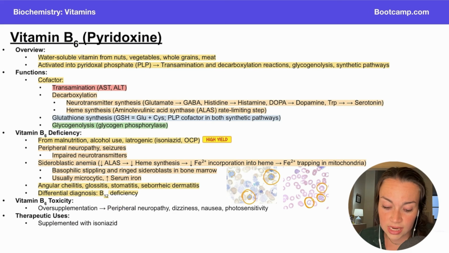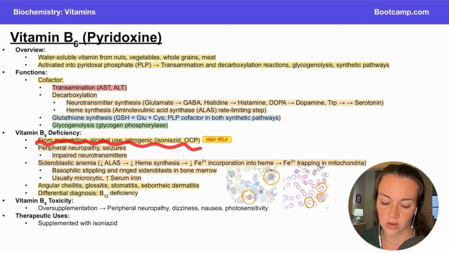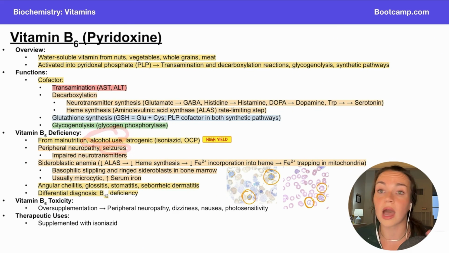So how are they going to test you on vitamin B6 deficiency, since it's pretty likely they will? Most commonly, they will give you a setup of a patient who is at risk for a B6 deficiency. They will be from one of these demographics. Most commonly, I would say either alcohol use or somebody who was just started on isoniazid. And they'll come in with some of these findings. Now you have to be careful because seizures and alcohol use could just be alcohol withdrawal, right? So you have to look at the whole clinical picture.